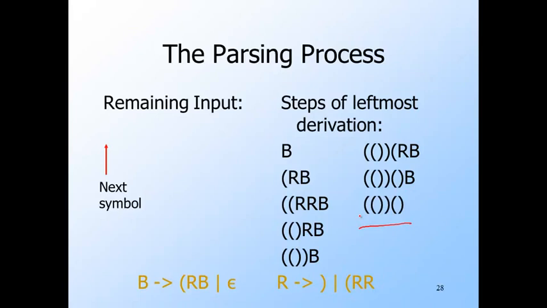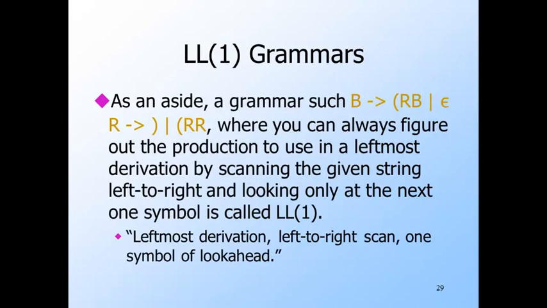Had we deviated from the choices we made at any step, the result of the leftmost derivation would not have been this input string of terminals. There is a name for grammars such as our example, where it is always possible to choose a unique production to use in a leftmost derivation of any string in the language, in the simple manner that we illustrated. At each step, we looked only at the first unmatched symbol of the input, and we were able to make the unique choice correctly. Such a grammar is called LL(1), standing for leftmost derivation, that's the first L, left-to-right scan, that's the second L, and one symbol of lookahead.